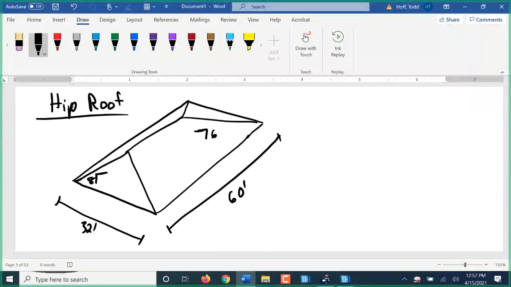The things I want to find. Number one, I want to find my ridge length. I'm going to call that x. I want to find some angles. I'm going to call this angle alpha. This angle here, angle beta. This angle here, gamma. And this angle here, I'll call angle phi. I want to find those four angles. And we'll find the area of the roof while we're at it, just for fun.